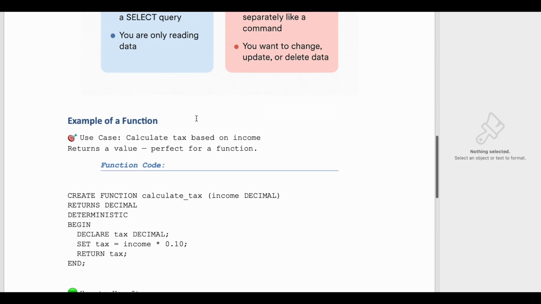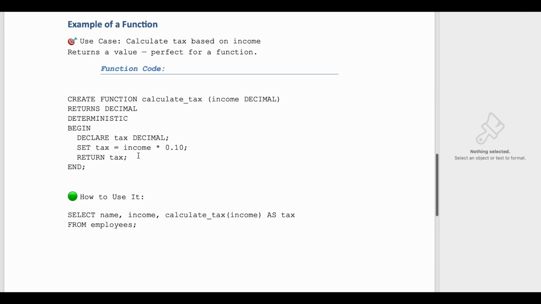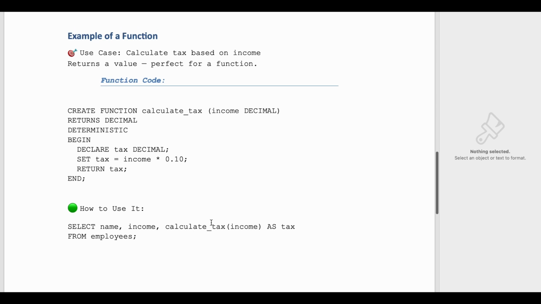So function is best when you want to do something like that. You just want a value back. That is when you use function. And how will you use it? Select name, income, calculate_tax, and we will give income as a parameter, as tax from employee. So we can use it inside select queries as mentioned before.